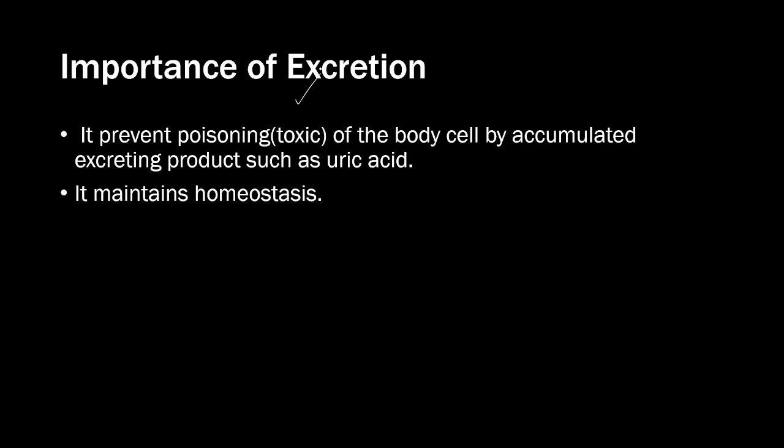Now, importance of excretion: it prevents poisoning of the body cell by accumulated excretion products such as uric acid, urea is acidic, and maintains homeostasis. You know, when you urinate, right, you give off some heat. That's why it aids in homeostasis, and that's all for this video.